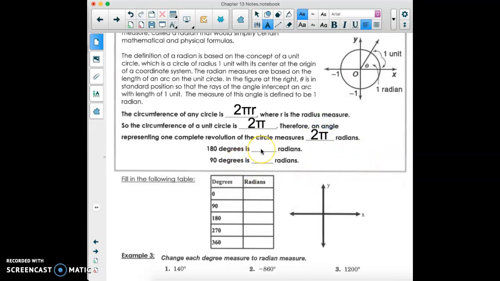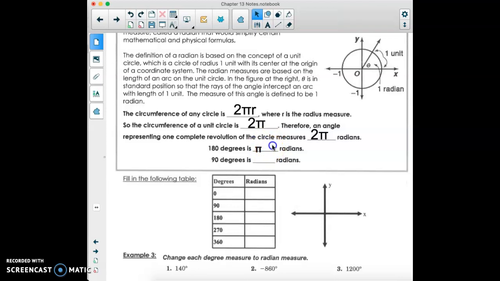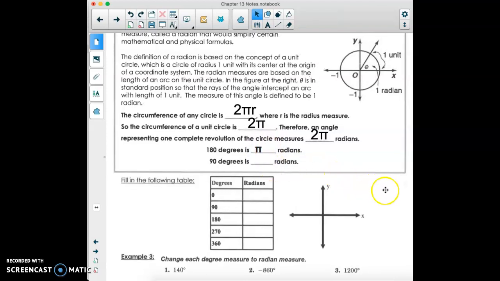So 180 degrees is exactly pi radians. Let's see if I can put that pi somewhere more convenient. It's being challenging. Pi radians. And if we want to do half of 180, we want to know what 90 degrees is. Well, that's just 1/2 of pi. So pi over 2. Let's put it right here and we'll say pi over 2.